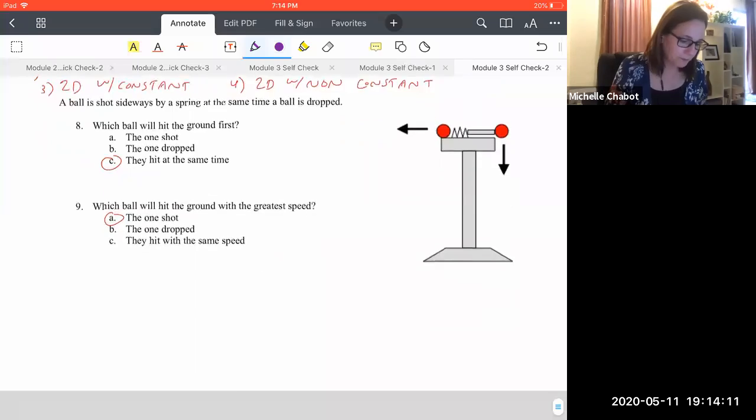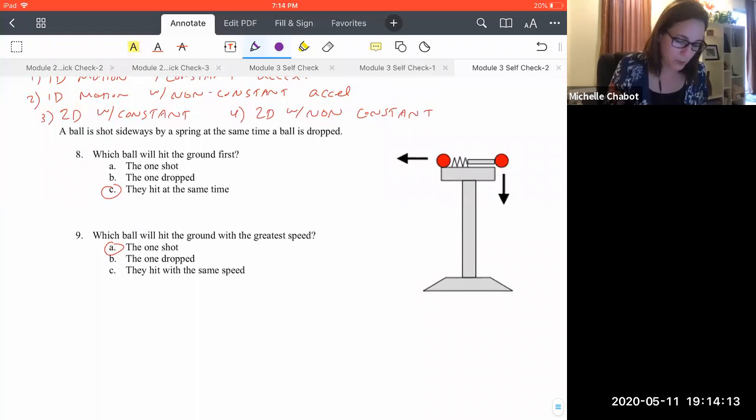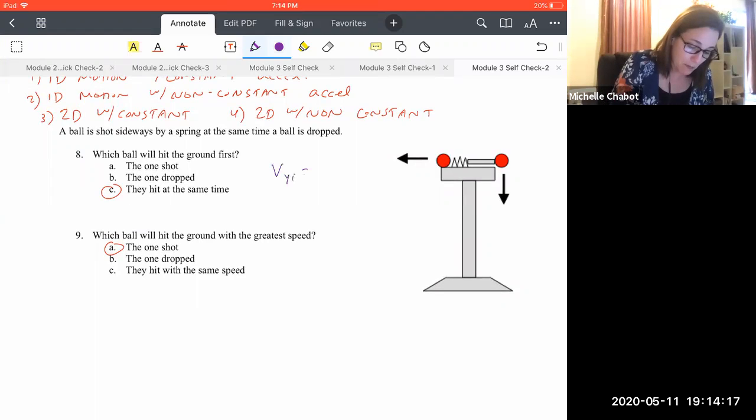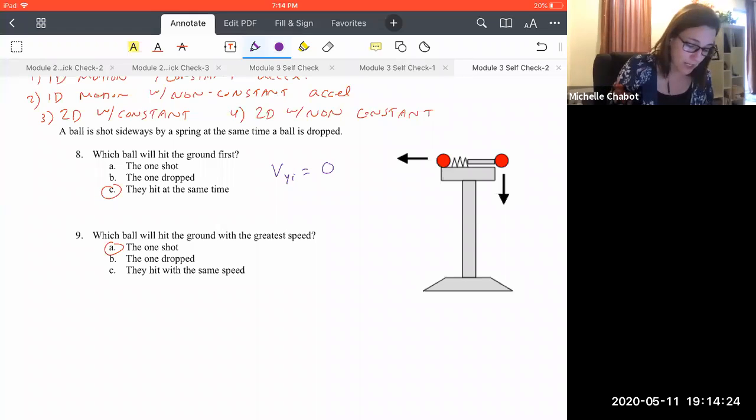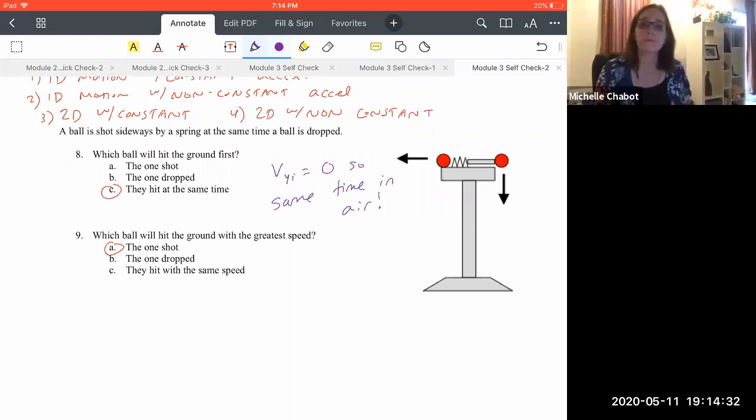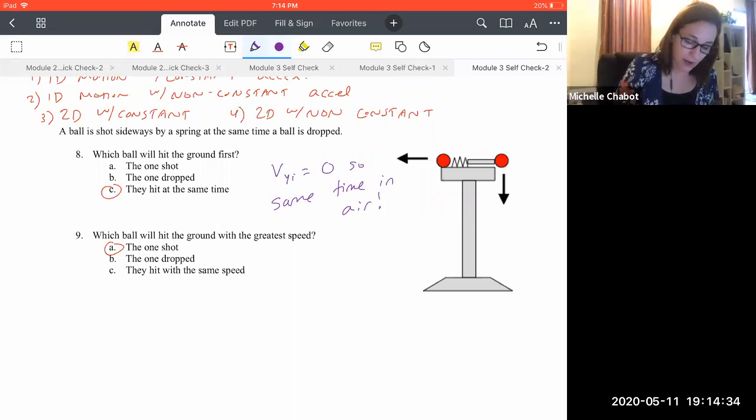And then lastly, ball shot sideways by a spring at the same time that one is dropped. These both have the same initial y velocity, which is 0. A horizontal launch and then a dropped ball have v y initial equals 0. So they're going to have the same time of flight, so the same time in the air. So that's why they hit at the same time.